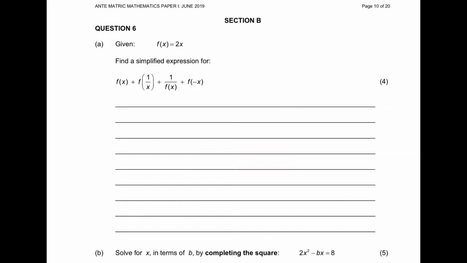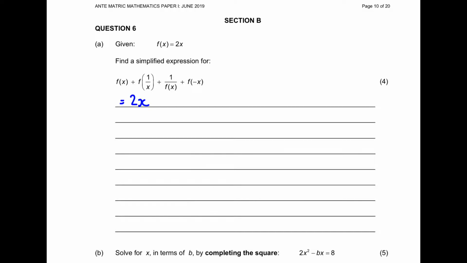Right, section B, question 6a. Given f of x is equal to 2x, so that's a function. Find a simplified expression for f of x plus f of 1 over x plus 1 over f of x plus f of negative x. Okay, so this basically relies on you knowing how to substitute. So for the first one, f of x, nothing's changed. So the first part is going to be 2x.